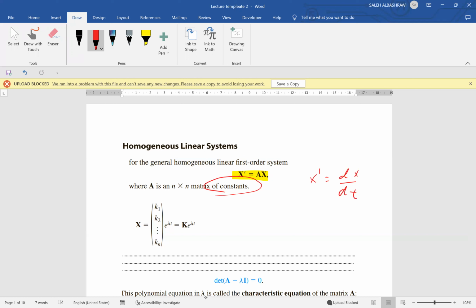In this system, we are looking for a solution of the form x, a vector, written in this form. It is equal to k1, k2, up to kn multiplied by e to the power lambda t, or it is equal to capital K e to the power lambda t. So we are looking for a solution of this form.